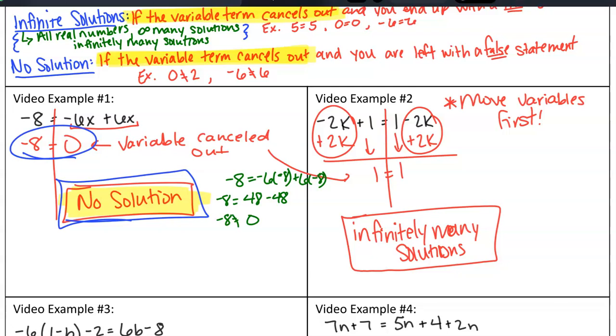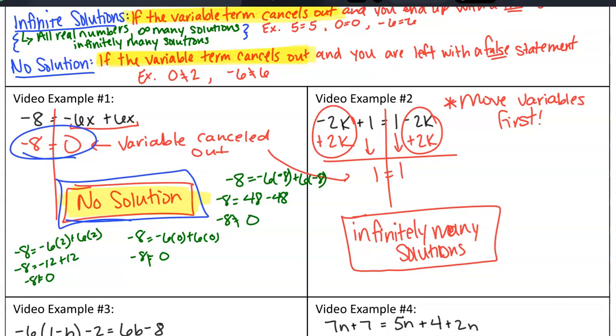What if I tried 0? Well, -6 times 0 is 0. 6 times 0 is 0. Still doesn't work. What if I just try a random number? 8 equals -6 times 2 plus 6 times 2. -12 plus 12. -12 plus 12 is 0. So it still doesn't work. So you can try any number you would like, and it doesn't work.